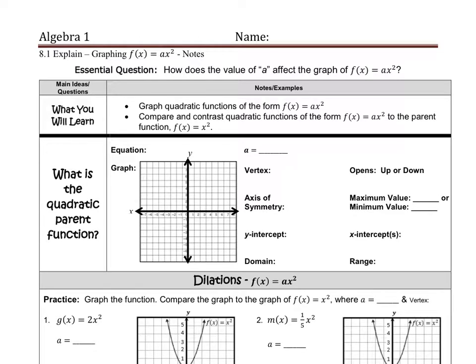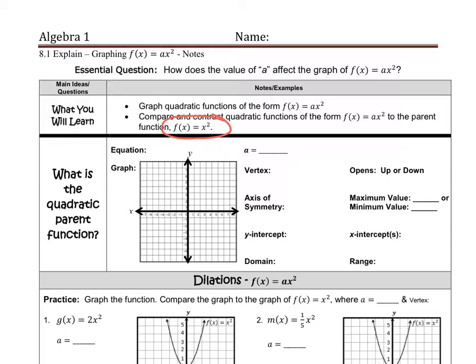Today we're going to start looking at transformations of our quadratic functions. So we're going to take quadratic functions y equals ax squared, and we're going to see what changing the a value does to our parabola. We're going to start out with just graphing and looking at the parent function. The parent function of all of our quadratics is y equals x squared.